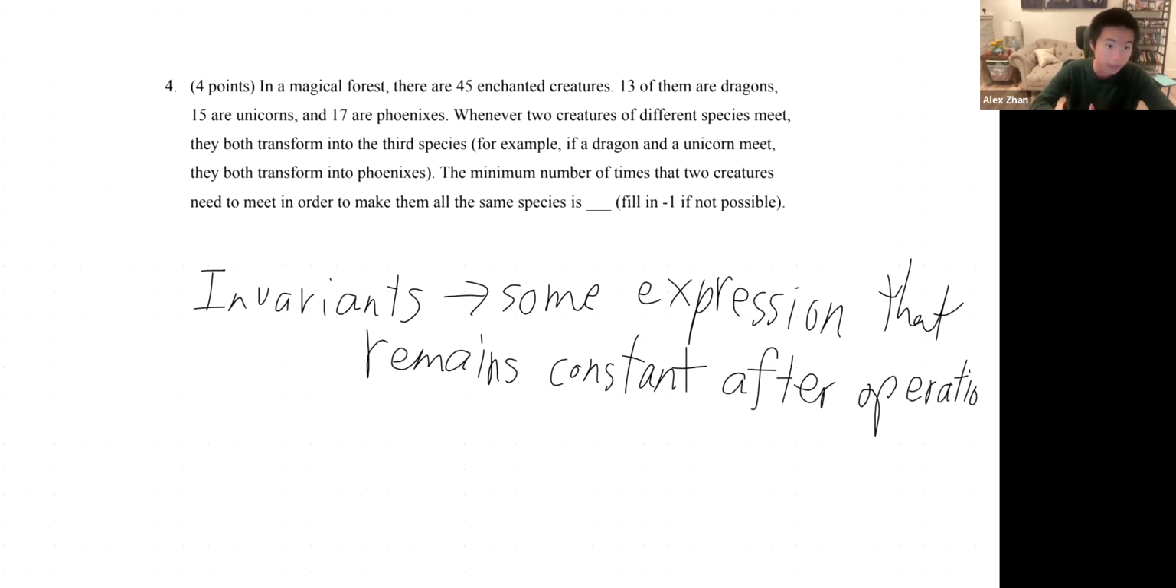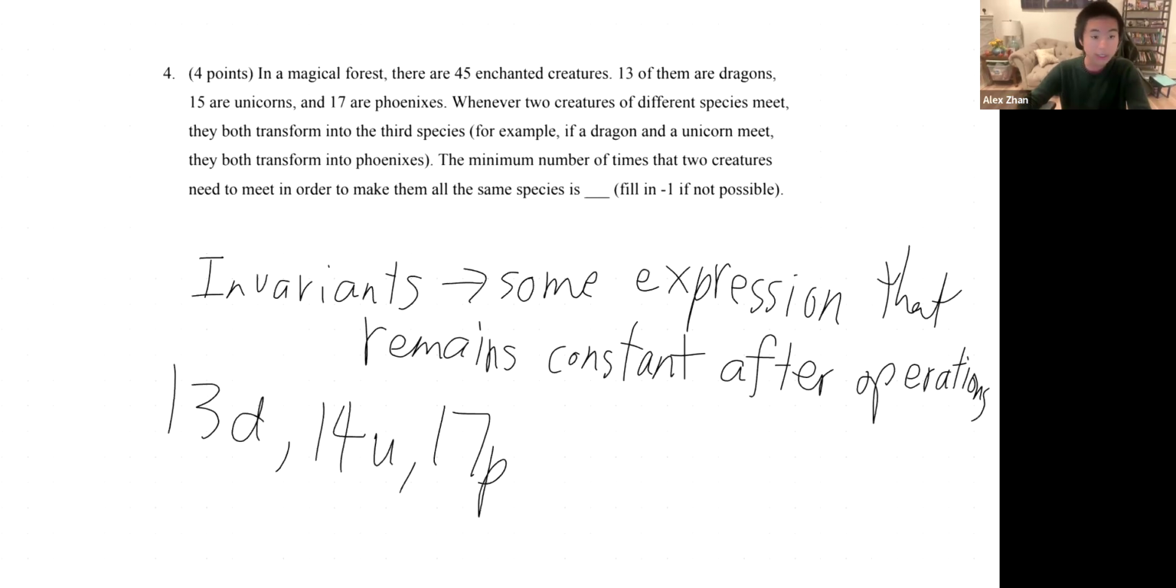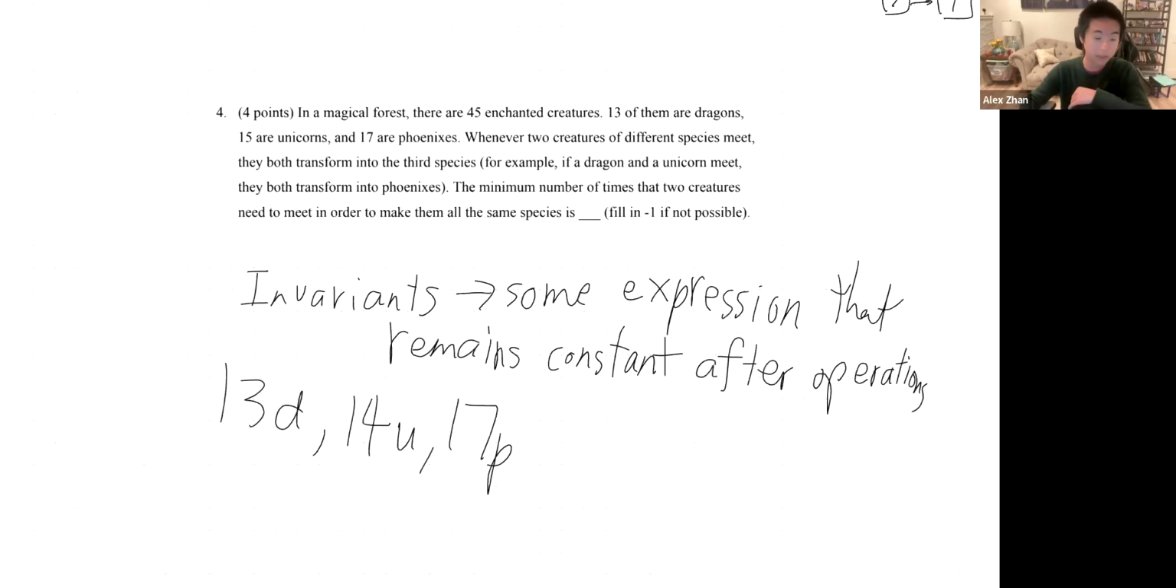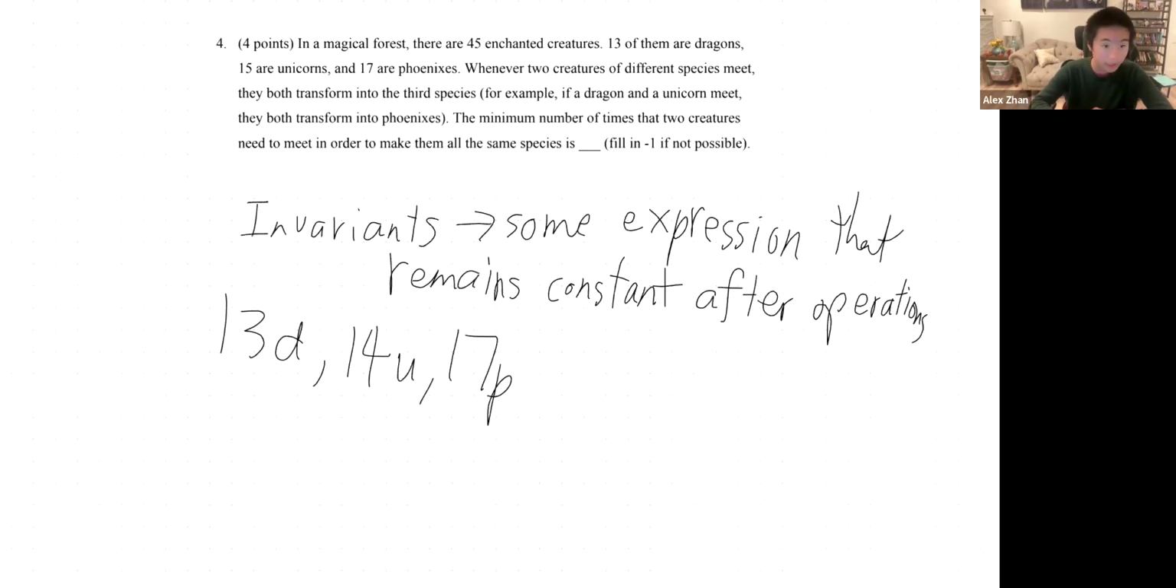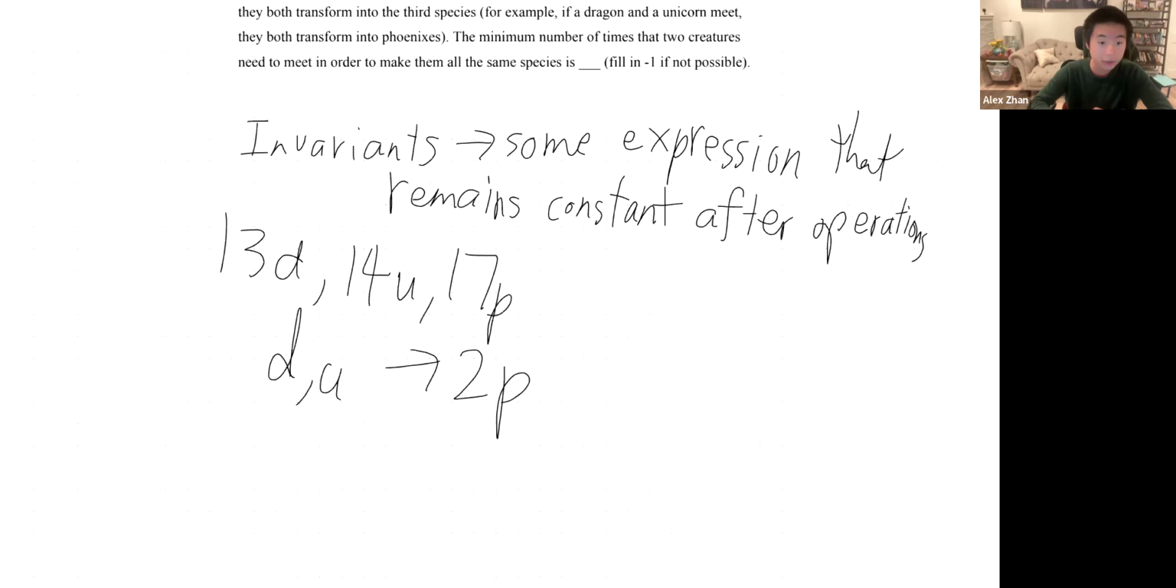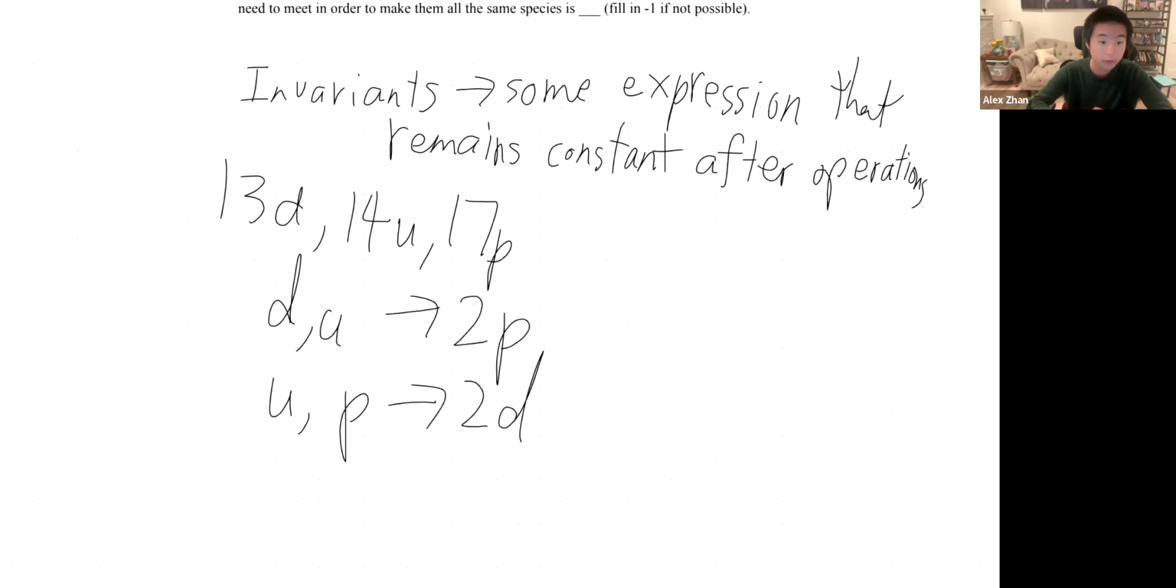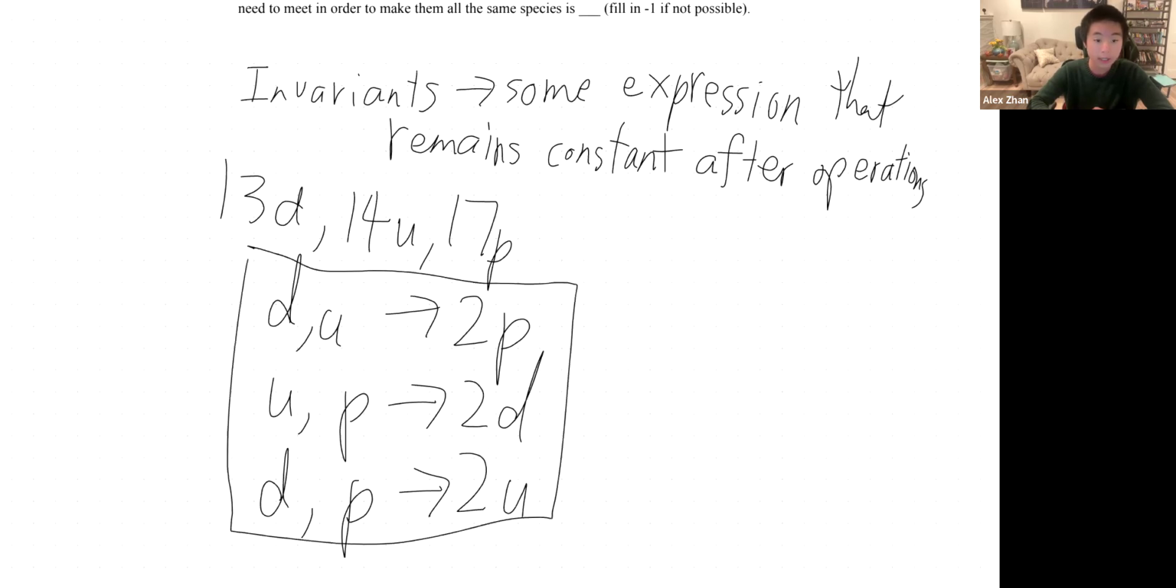So we have 13 dragons, 14 unicorns, 17 phoenix. An operation is when two creatures meet and then we turn them both into the third species. So this could be one dragon and one unicorn turned into two phoenix. It could be one unicorn and one phoenix turned into two dragons. Or it could be one dragon and one phoenix turned into two unicorns. So these are the operations we have here.